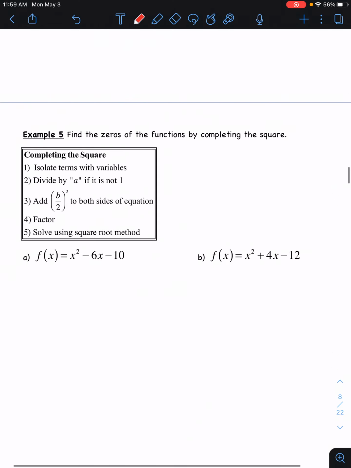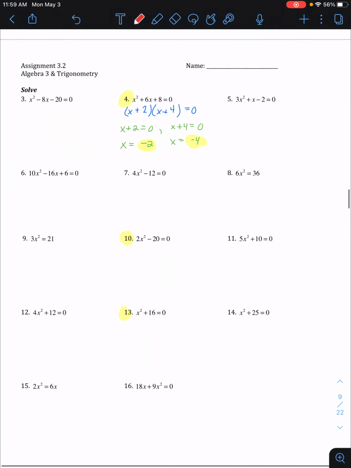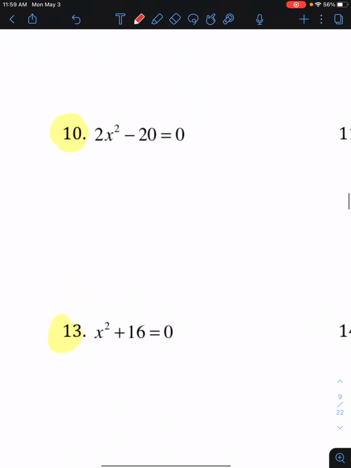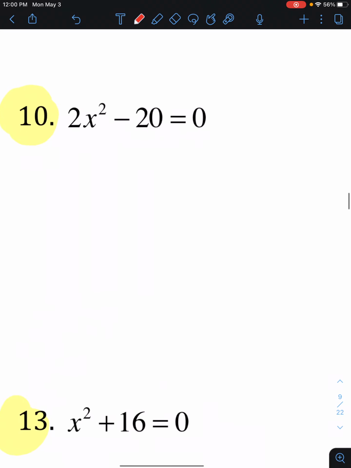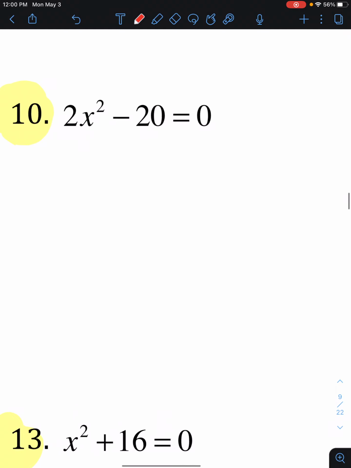Okay, let's try another one below. Scroll down to the assignment. I'm going to help you out with number 10. So again, I see that it's missing the bx term, so that means I can go ahead and solve by square rooting, the square root method.